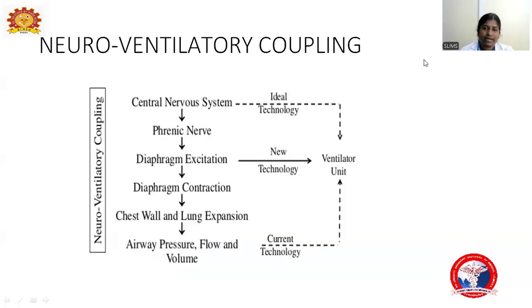so this is neuroventilatory coupling. What is neuroventilatory coupling? It is the central nervous system. It picks up signals directly from the central nervous system and gives them to the ventilatory unit. That is the ideal technology because that would be accurate. And the other technologies that we saw, that is NAVA.